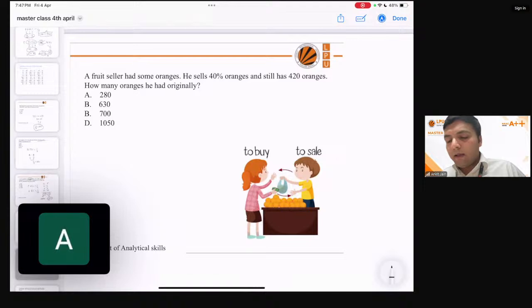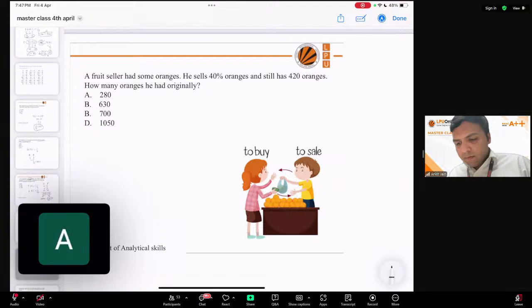Now you can give the answer orally. Answer of this question orally. You have only 10 seconds.